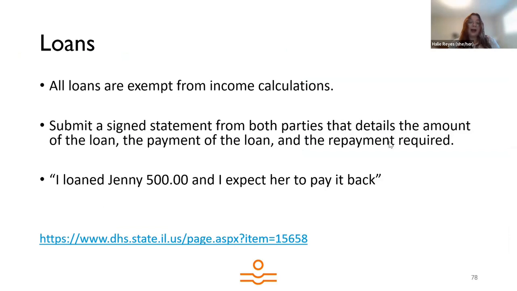Okay, so as we saw, cash gift is considered a type of income, so money that they receive from someone else. However, loans are exempt from income. So if someone gives them money with the expectation that they are going to pay it back, you will not have to count that as income. In order to do this, you will need to submit a signed statement from both parties that details the amount of the loan, the payment of the loan, and state clearly that the repayment is required. An example of what you could say in the statement is, I loaned Jenny $500 and I expect her to pay it back. So just be clear with the amount and the expectation.